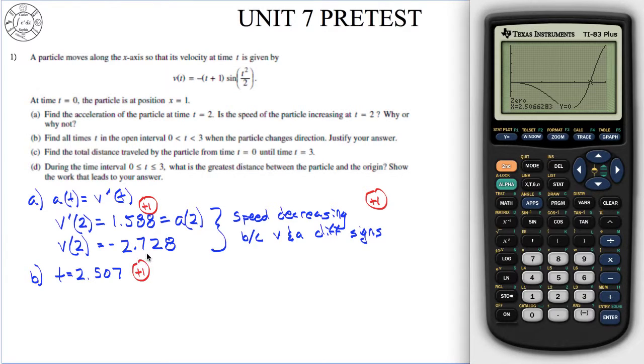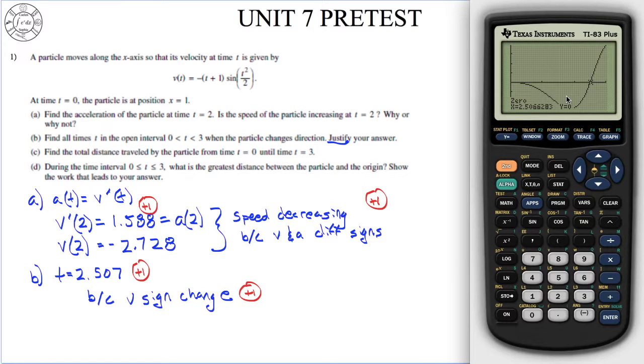That will give you 1 point, but you need your second point to justify your answer for part B. So why is this the answer? It changes direction, and you need to have something along the lines of because v changes sign. If you have velocity sign change, also give yourself another plus 1. And that's because that's the 0, right? Yeah, that is the 0 on our graph.